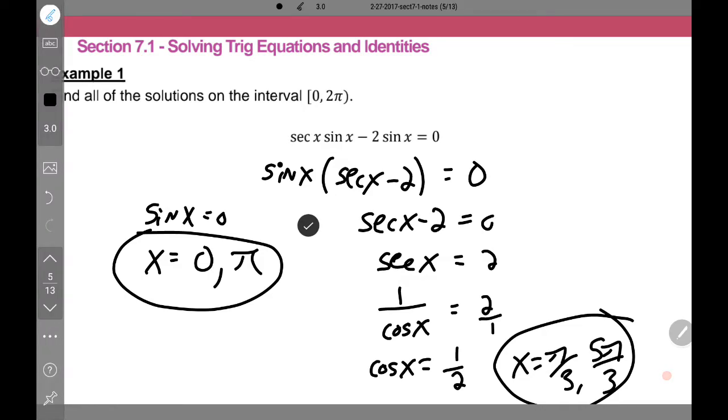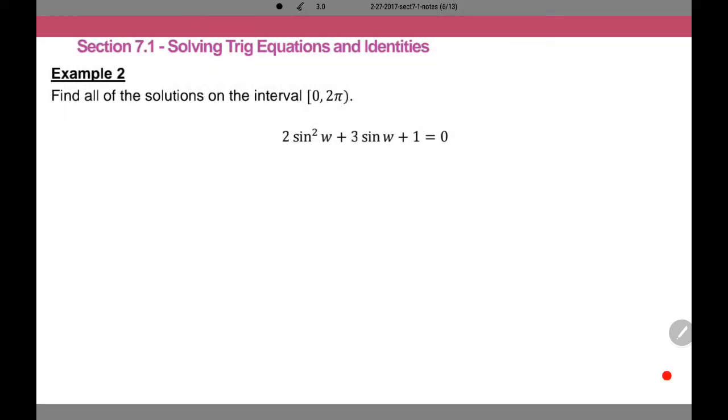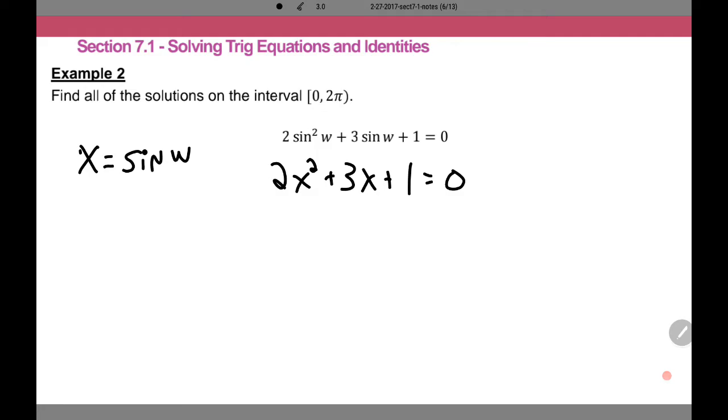Alright, so again, when we see some of these, you might be like, I don't even know what to do here. So I want you to look at this. Now I've got 2 of those sine squared of w, and I've got 3 sine of w plus 1. I want you to note, this looks a little bit like a quadratic. In fact, we can make it look even more like a quadratic by doing a substitution. So if I say that x equals the sine of w, I now have 2x squared plus 3x plus 1 equals 0, which we can easily factor.